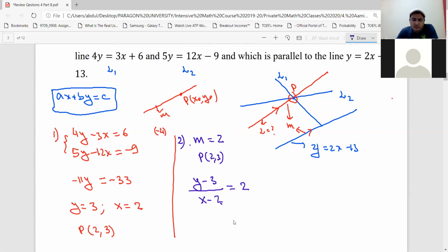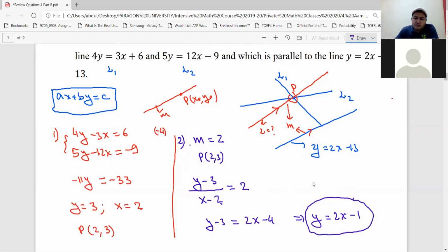So you should be careful here. After that, we can just write the equation of the line: y minus 3 is equal to 2x minus 4. And from here, y is equal to 2x minus 1. That is the equation of a line which passes through the intersection of these two lines and which is parallel to this line.